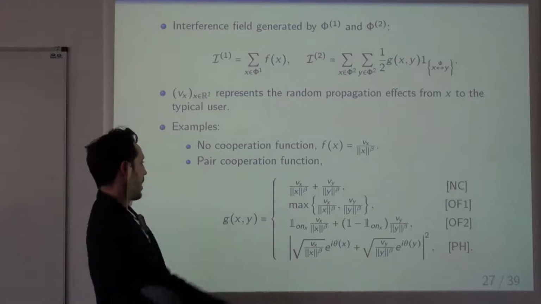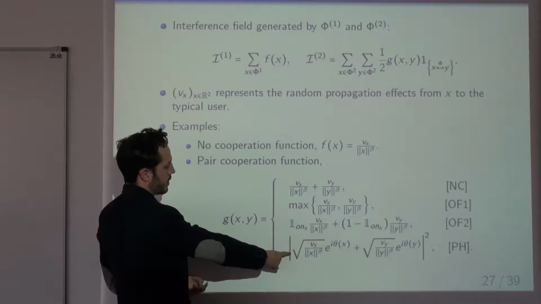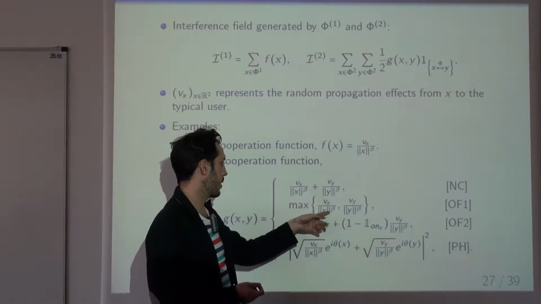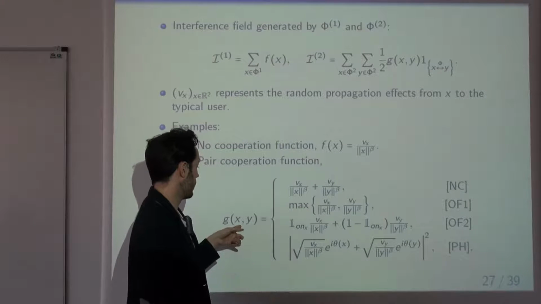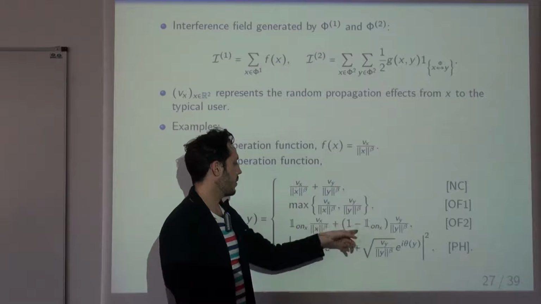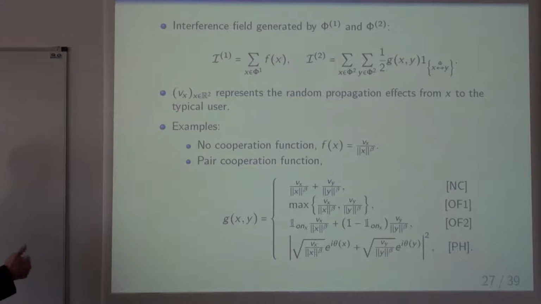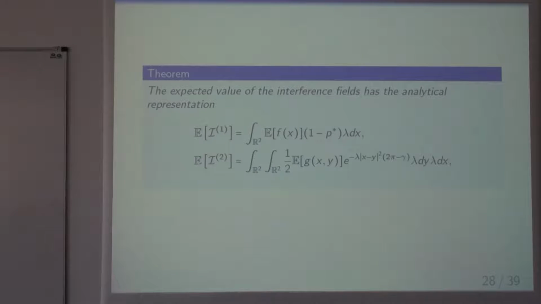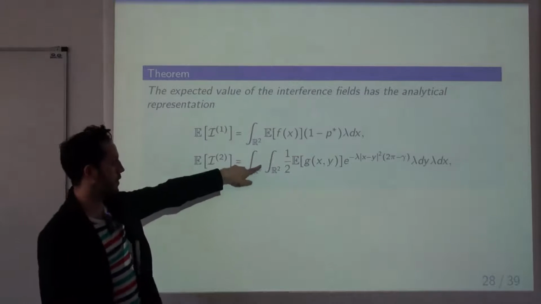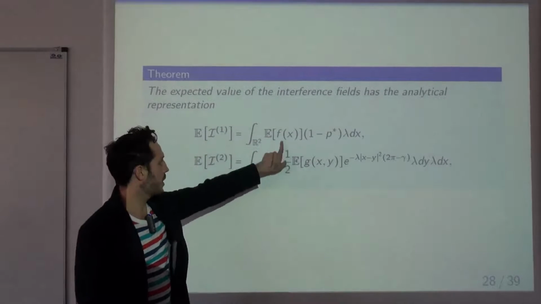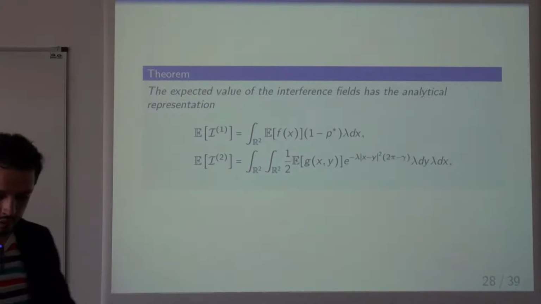And for the pair, we can have orthogonal signals or not orthogonal signals, or here, for example, we take the maximum of the orthogonal signals generated by each base station, or we only take one by an independent choice by a Bernoulli experiment. These are some examples. We have this first theorem. We find the first moment of the interference field for both. But this is for general f or general g, so we can use whatever we want here.